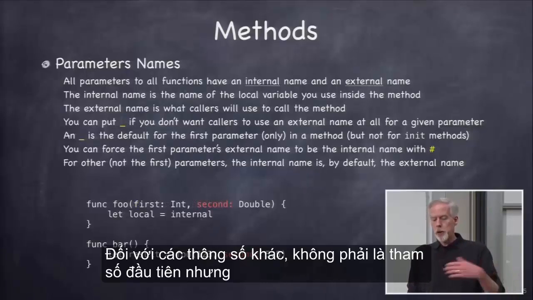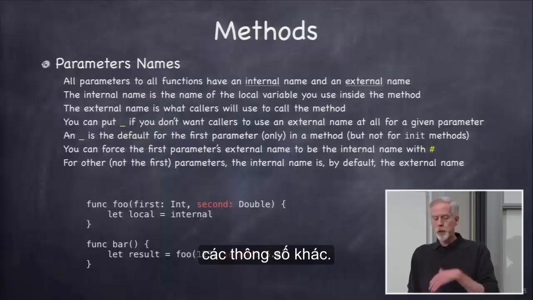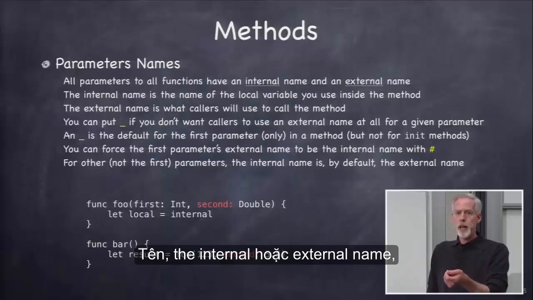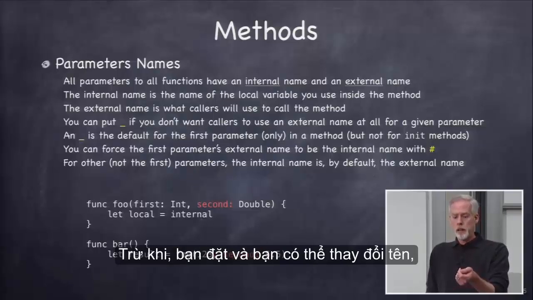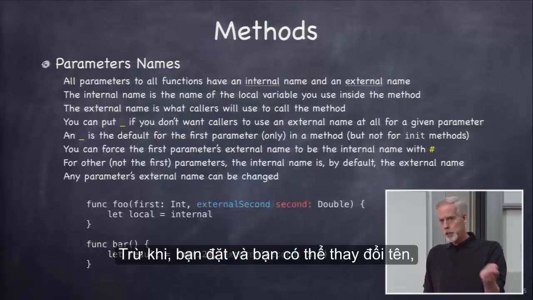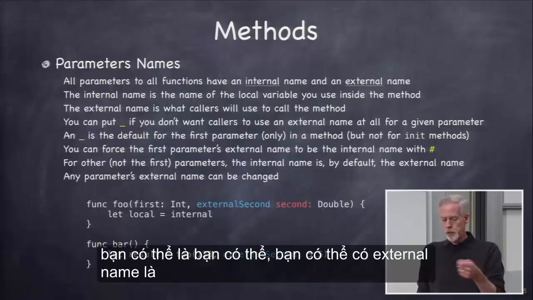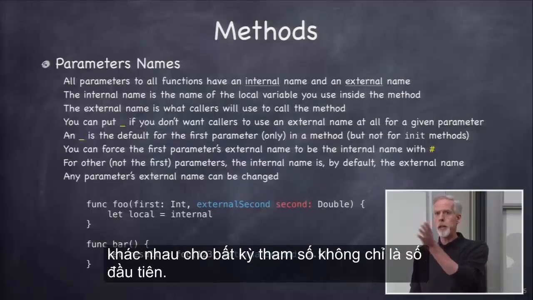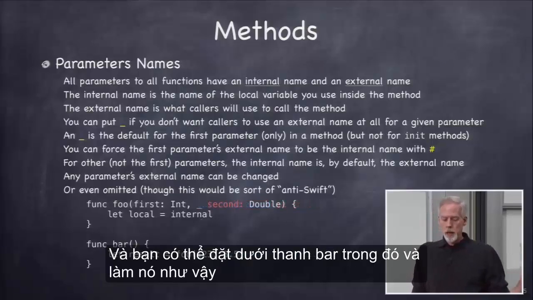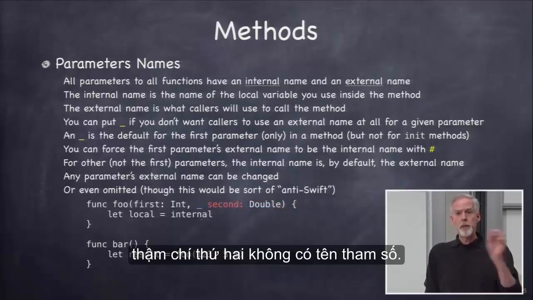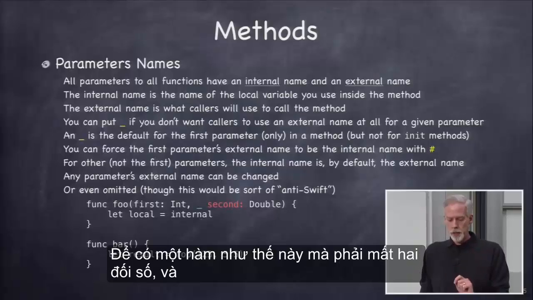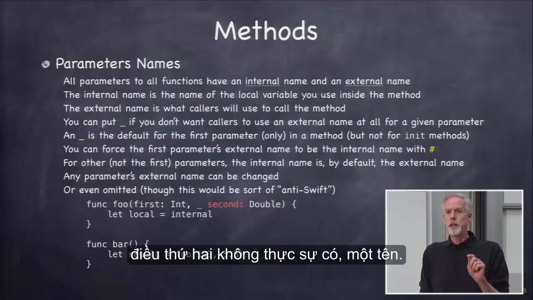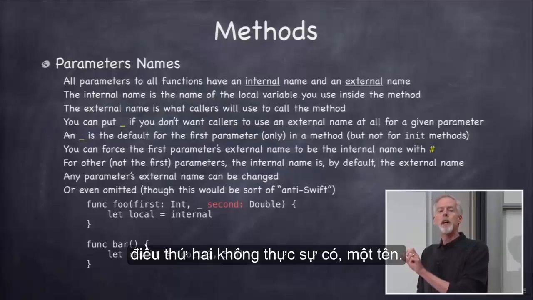For other parameters, not the first parameter, the internal or external name is mandatory, okay? Unless you put the underbar, and you can change the name. You can have the external name be different for any parameter, not just the first one. And you can put the underbar in there and make it so even the second one has no parameter name. This would be incredibly un-Swift-like, to have a function that takes two arguments and the second one doesn't really have a name.